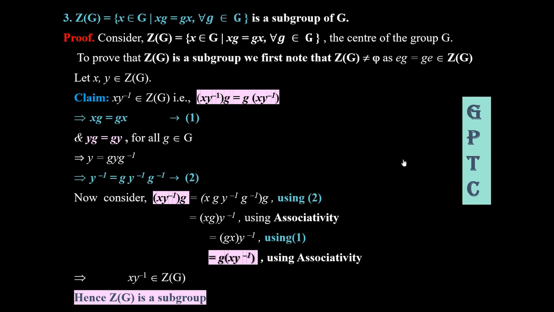So you have this. Now using associativity, you can group the terms like this. g inverse g is of course E, and this xg is nothing but gx by 1. So you have this. Again use associativity to get this step. So xy inverse commutes with g for all g, and therefore xy inverse should belong to Z of G. Hence Z of G is a subgroup of G.